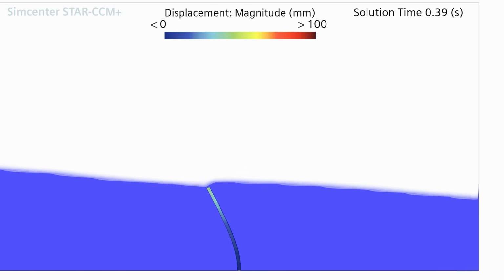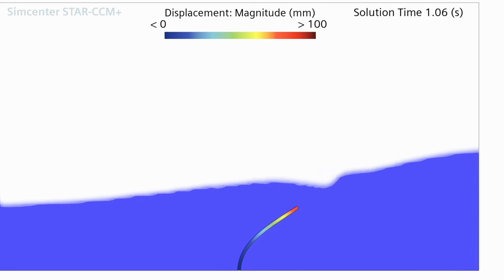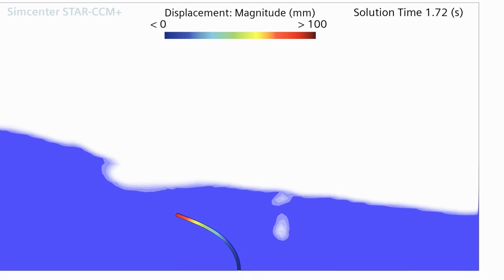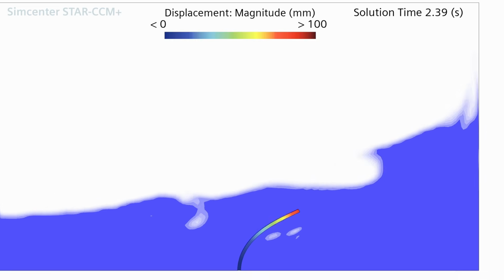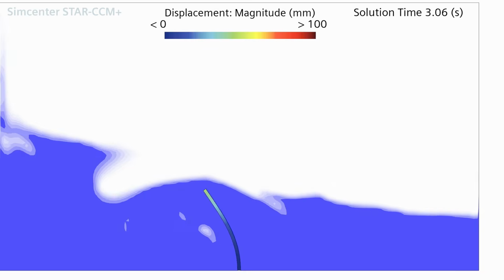On the animation on that slide, you can see such an application where you have a thin, flexible membrane interacting with a sloshing fluid inside of a moving tank. But that's of course not the only type of application that is enabled by the new features. Would you like to see a few more?